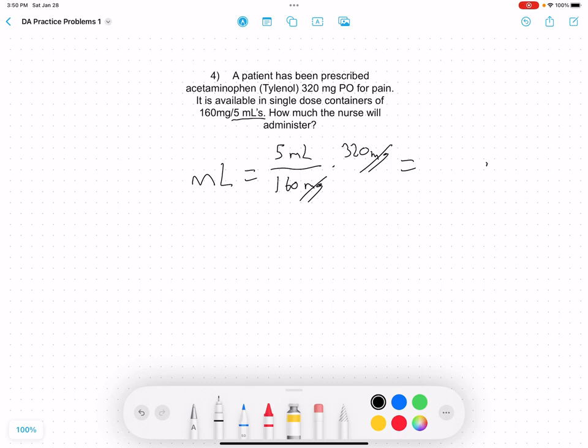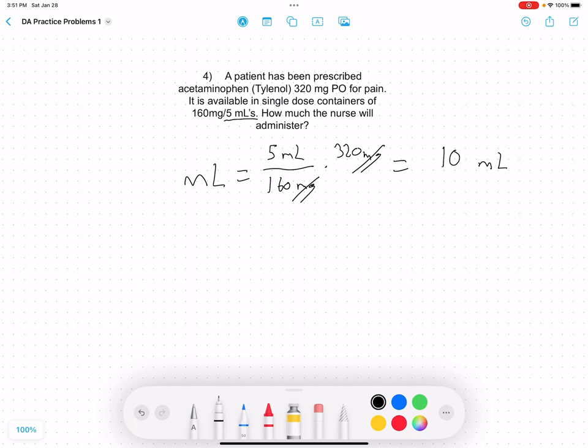So we know our final answer will be in milliliters. And now we go ahead and do our calculation. 5 times 320 divided by 160. And I believe that answer works out to 10 milliliters.